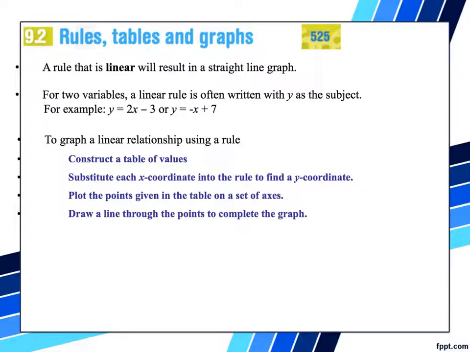So when I want to graph a linear relationship using a rule, these are the steps I can follow. First, I'm going to construct a table of values. I'm going to substitute each x coordinate into the rule to find a y coordinate. I'm then going to plot the points given in the table on a set of axes, and then I'm going to draw a line through these points to complete the graph. Let's see how we're going to do this in the next example.